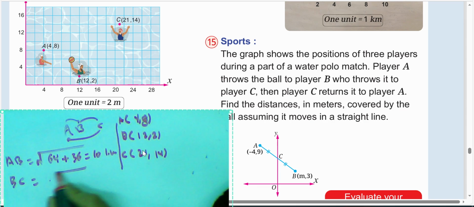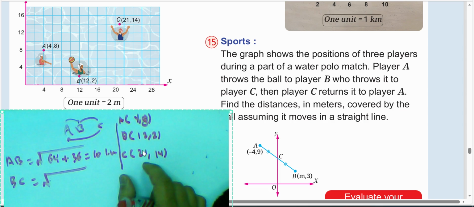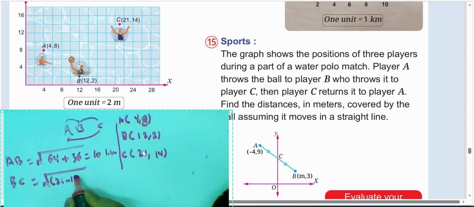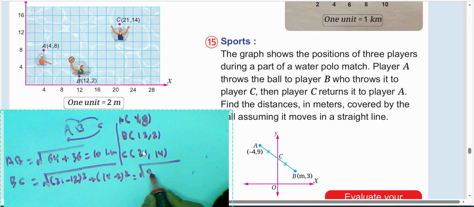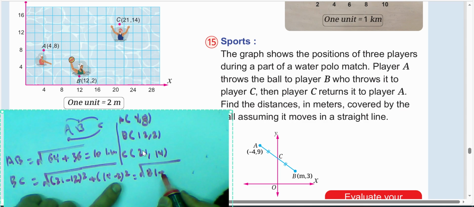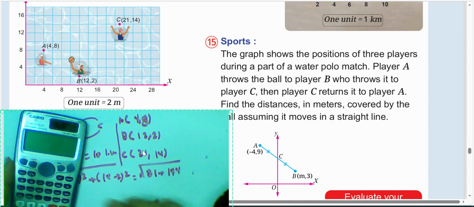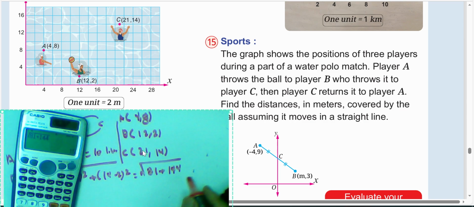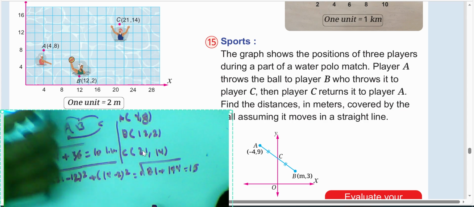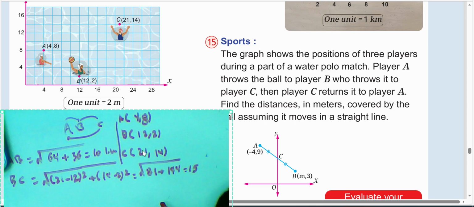And BC equals the square root of (21 minus 12) to the power 2 plus (14 minus 2) to the power 2. 21 minus 12 is 9, and 9 to the power 2 equals 81. 14 minus 2 is 12, and 12 to the power 2 is 144. Then the square root of 81 plus 144 gives a result of 15 length units.